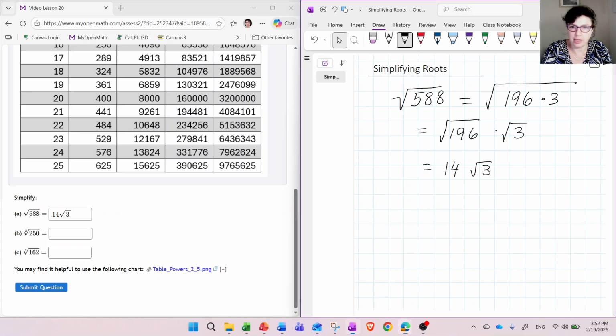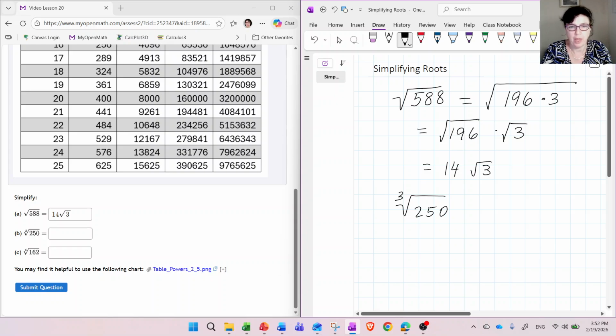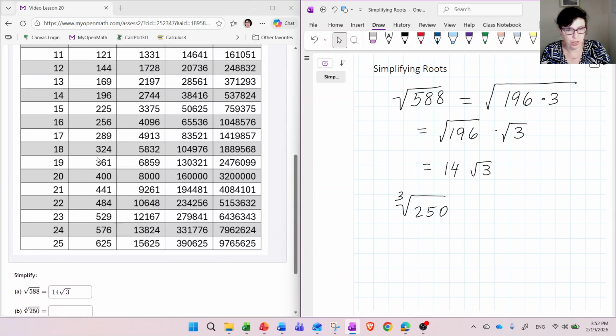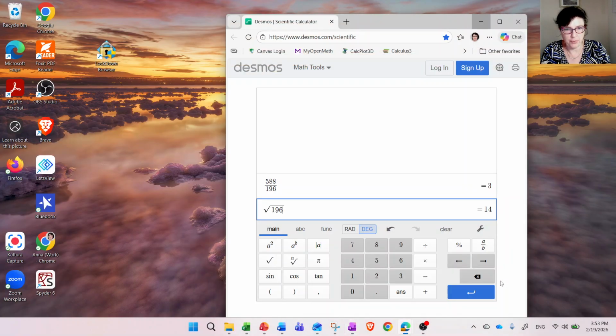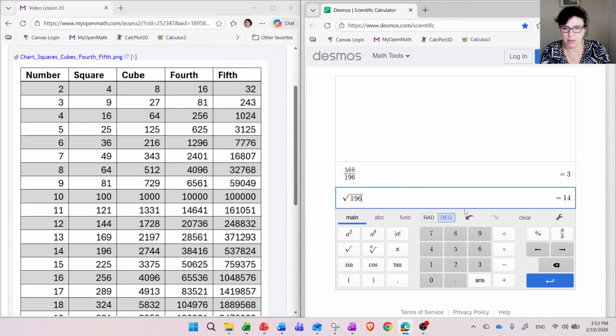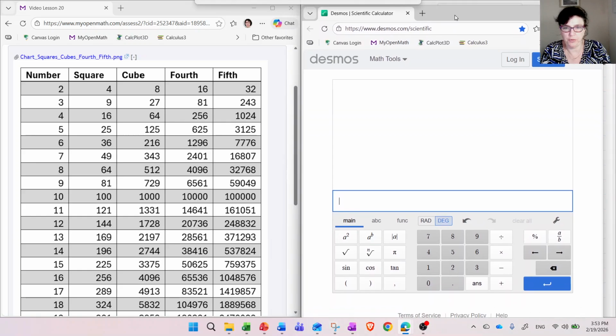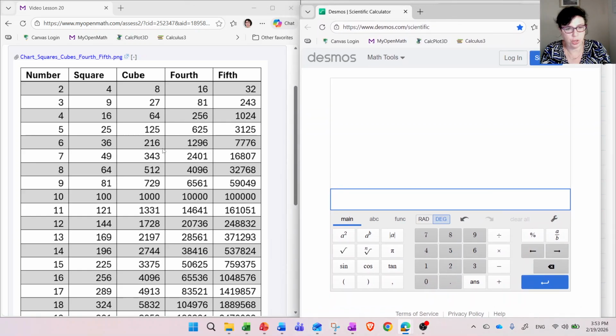The next one is the cube root of 250. Again, we are looking at the chart, but this time we're looking under the cube column, okay? And let me have the calculator side by side here. Let me clear everything. All right, so we are starting with 250, right? We're looking at the cubes that are less than 250. Let me type 250. The first cube that is less is 216, so let's divide. Does that divide evenly? No, it does not.